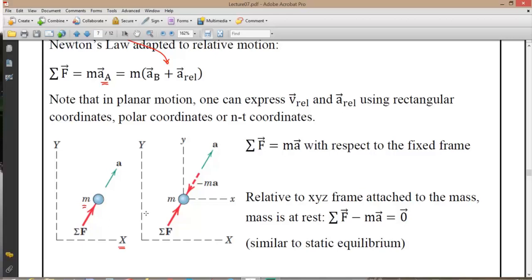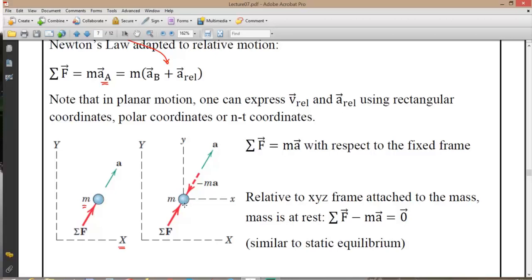But then if we attach a coordinate frame to this particle, which is shown here with the small caps x and y, and this coordinate frame is moving with the particle, then with respect to this coordinate frame, the particle is in a static condition, which means it doesn't move, as observed by the coordinate frame that is attached to the particle, because it's moving with the particle, and that makes sense.